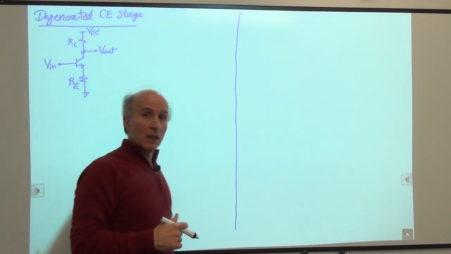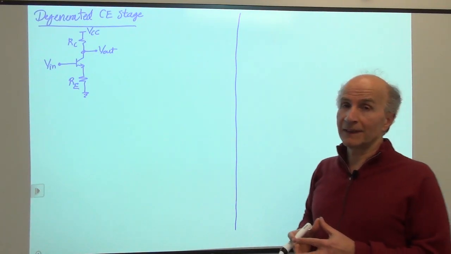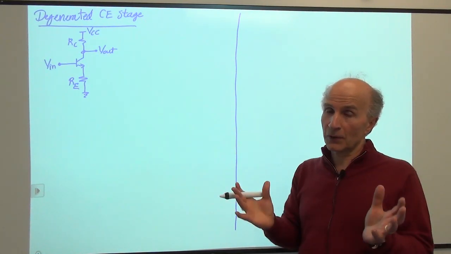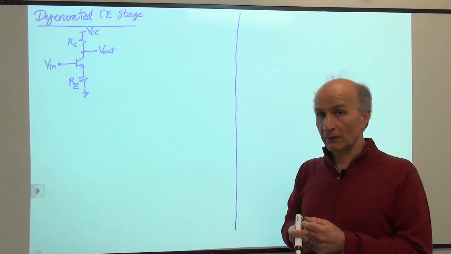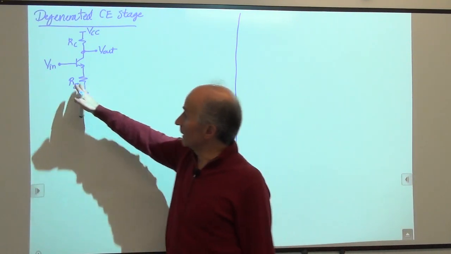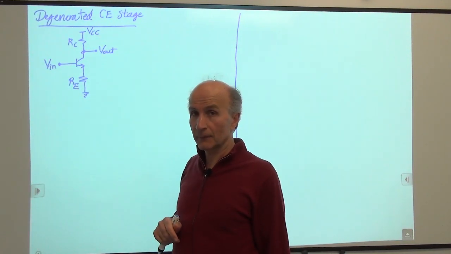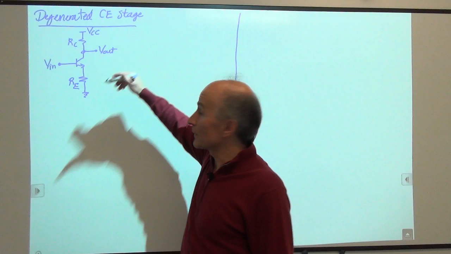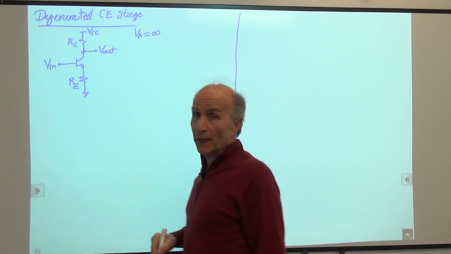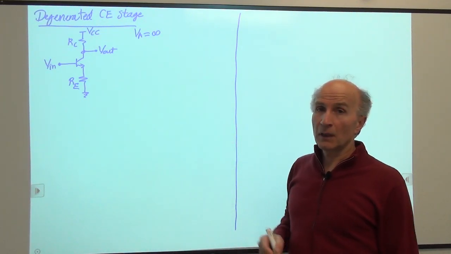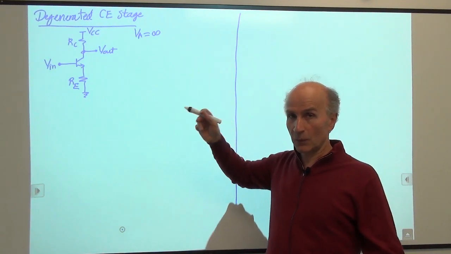This degeneration improves the performance of the circuit in a number of perspectives. We saw in 115A that the overall voltage gain of the circuit becomes less dependent upon, for example, temperature or bias current, because this RE plays a major role in the voltage gain, as we will see in a second. All right, for this analysis, we'll assume that the early effect is negligible, so that the analysis is simpler. We include this early effect for degenerated circuits only in graduate courses. So in 115B even, we will not worry about this.